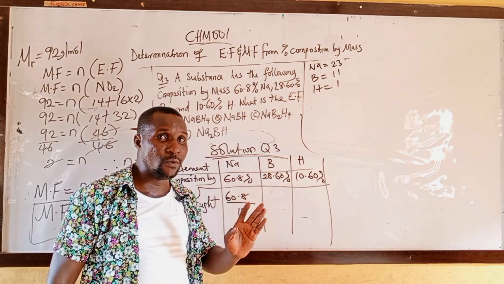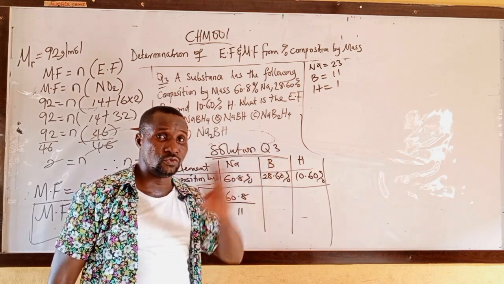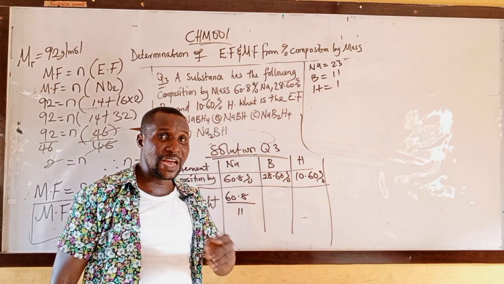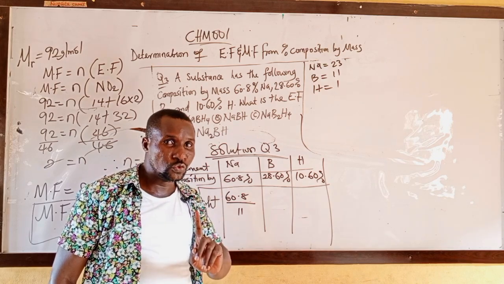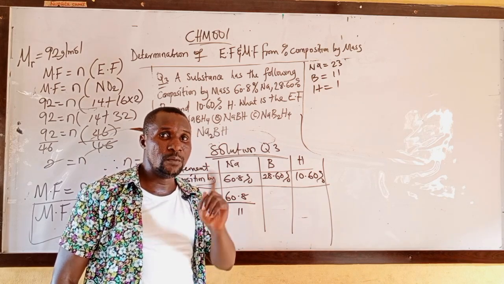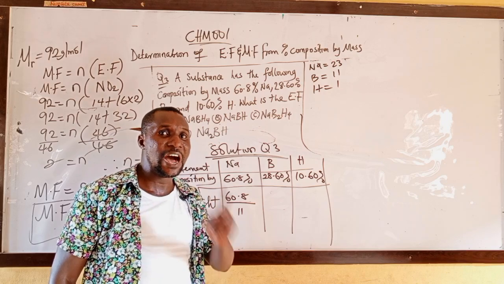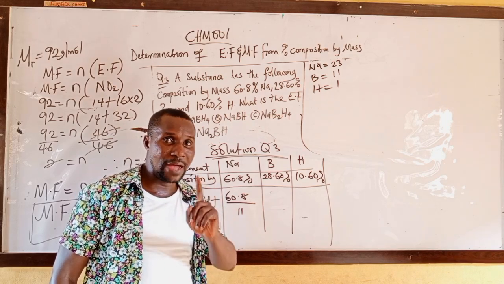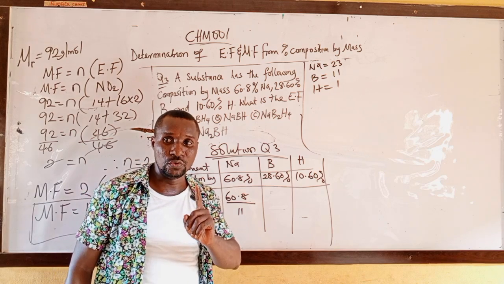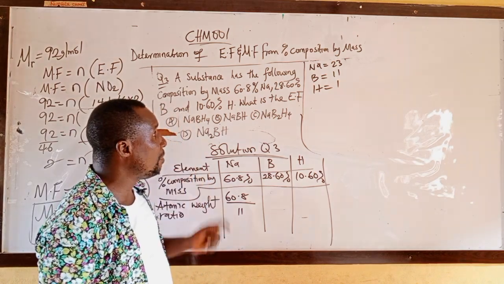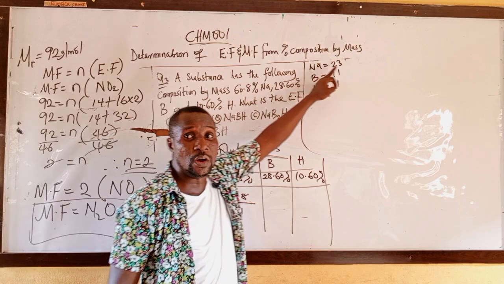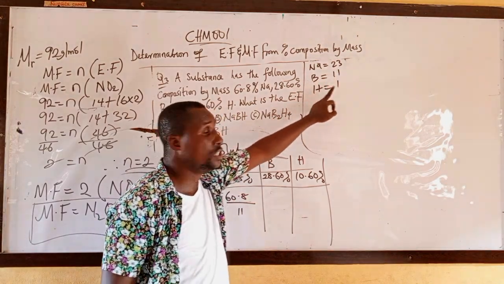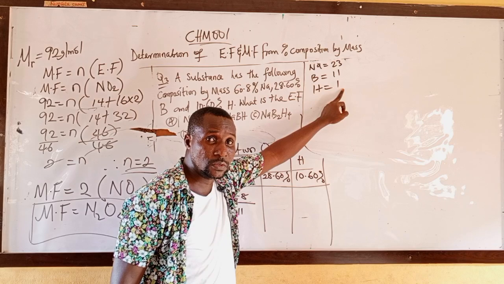But for any other element from 1 to 20, if they are even numbers, multiply by 2. If they are odd numbers, multiply by 2, then add 1. Sodium is what? 23. Boron is 11. Hydrogen is what? 1. Take note.